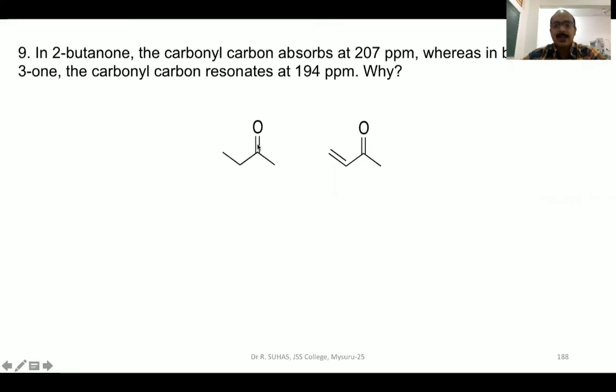So if you simply look at the structure of this compound, you will see that here the lone pair of electrons on this oxygen will be coming here, this double bond will move here, and this carbon will be getting a negative charge. So there is a resonance effect in this compound because of the presence of an unsaturated system in the ketone. And this is an alpha beta unsaturated ketone. So because of the resonance, it will be showing a lesser delta value, whereas here there is no resonance, and as such the carbonyl carbon is appearing at a higher delta value, that is the more deshielded region of around 207 ppm.